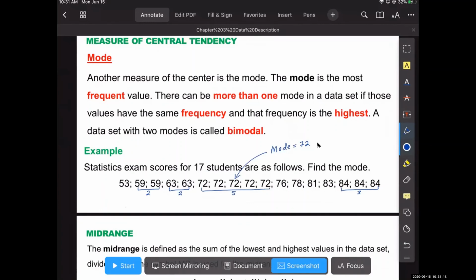Any question on mode? No? Okay, we'll move to the next concept then.